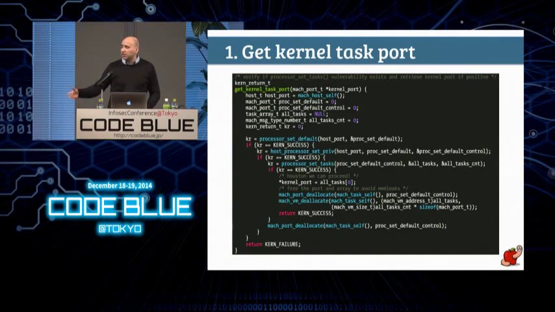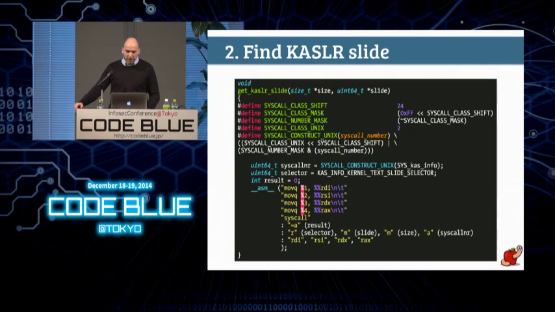The first step is to get the kernel port using that vulnerability. This is the code that you use. It's very simple. You just execute the function, and then you get the first element of the array, which is the kernel task. This is guaranteed to be this way, so you can hard code the element 0 in your code. Then you need to find the kernel ASLR slide. As I told you, this is very easy. You just need to use that syscall. You get the value, and you have the slide.